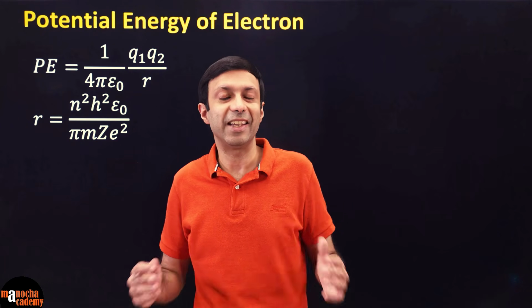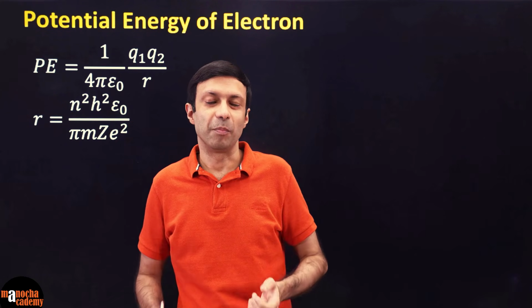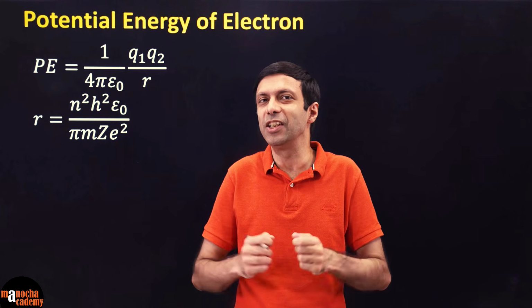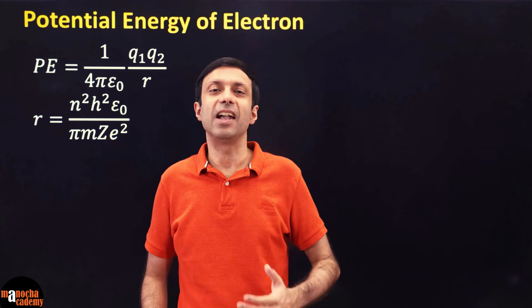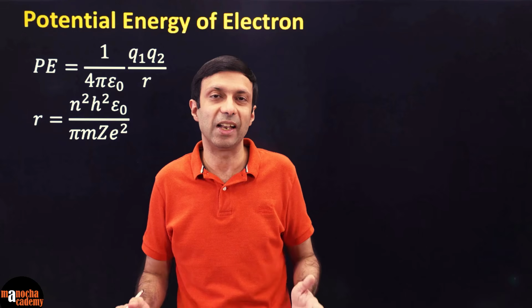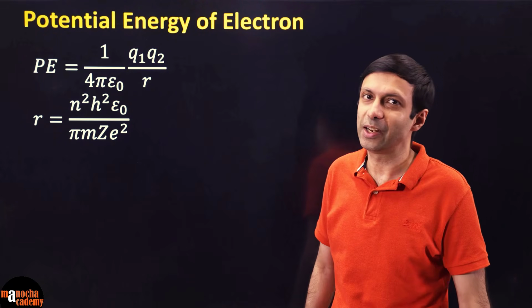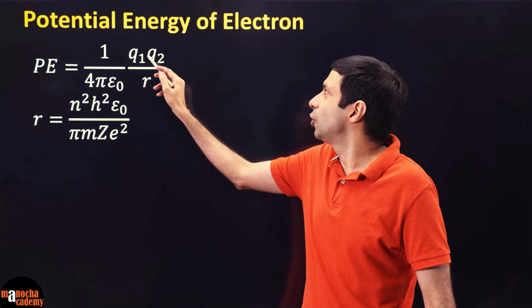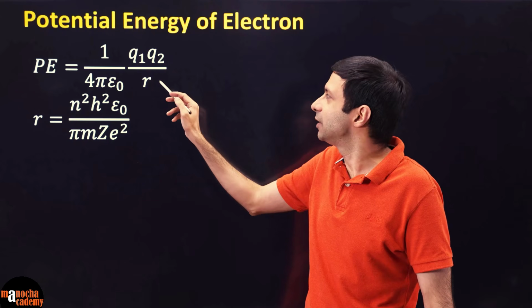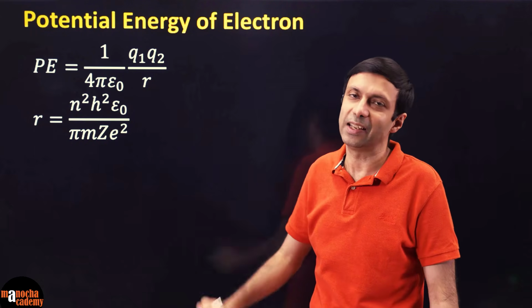We have talked about the kinetic energy of the electron, but the electron also has potential energy because we know that there is a pull between the nucleus and the electron. So there is an electrostatic field here, and definitely there is a potential energy also of the electron. Now from physics, we know the potential energy formula. It is 1 by 4 pi epsilon naught Q1 Q2, the product of the charges, divided by the radius, the distance between the nucleus and the electron.